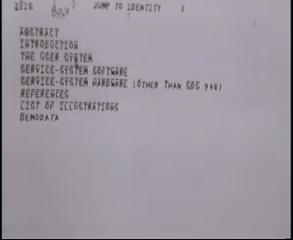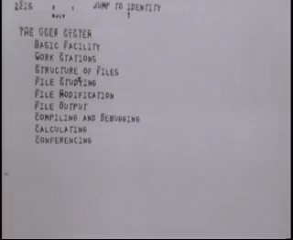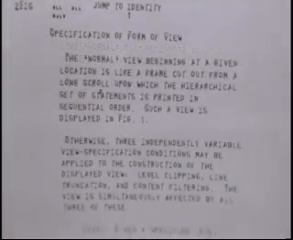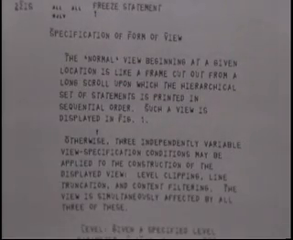What does it have to say about user systems? Go to there, open up a level. I only want to see that branch. Oh, what about file studying? Open that up. Oh, specifications of form of view. What about that? Let's just open it all. Now I can read it. Gee, that's an interesting way to study.